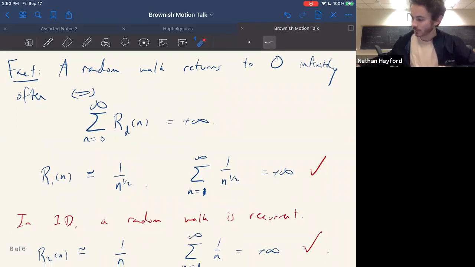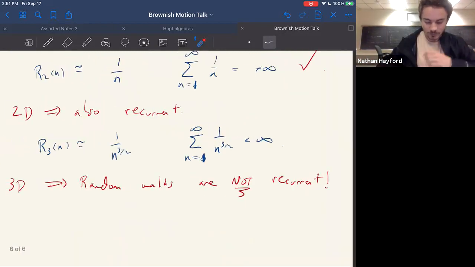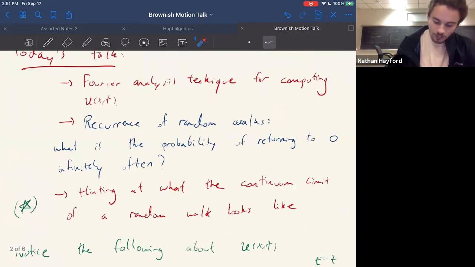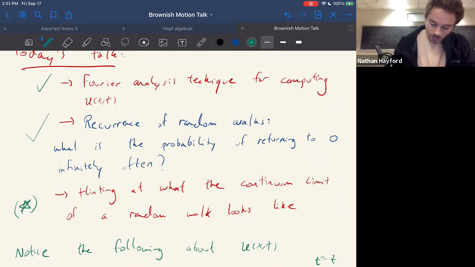So I think there was one last thing I wanted to talk about, and then we can be done for the day. So the last subject, which is really the last two, if I go all the way back to today's talk. We covered Fourier analysis techniques for computing u of x t. We talked about recurrence, and now I want to hint at how the continuum limit should look.